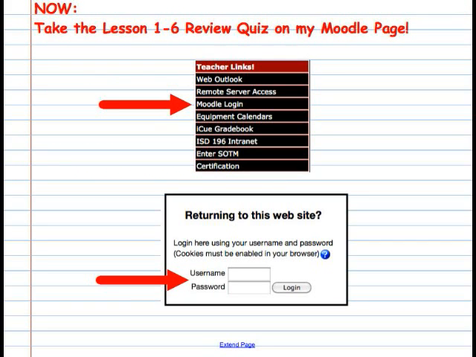At this point, you should quit the movie, go back to the Scott Highlands homepage, go to the Moodle login link, type in your username, which is your student number, and your password, which is the first 6 letters of your last name, plus your birth date. Good luck.